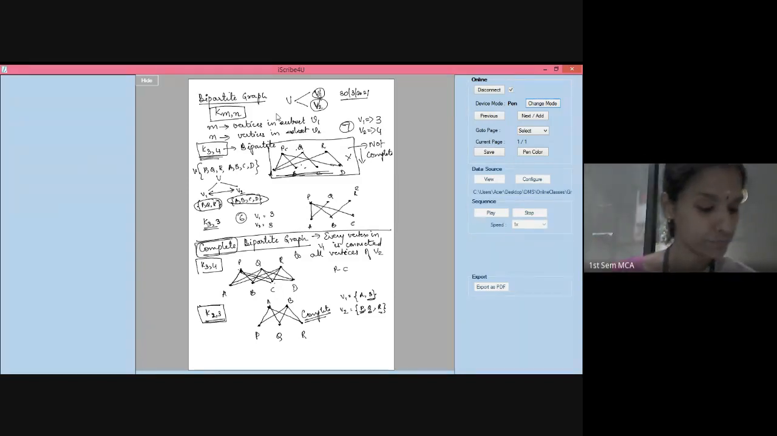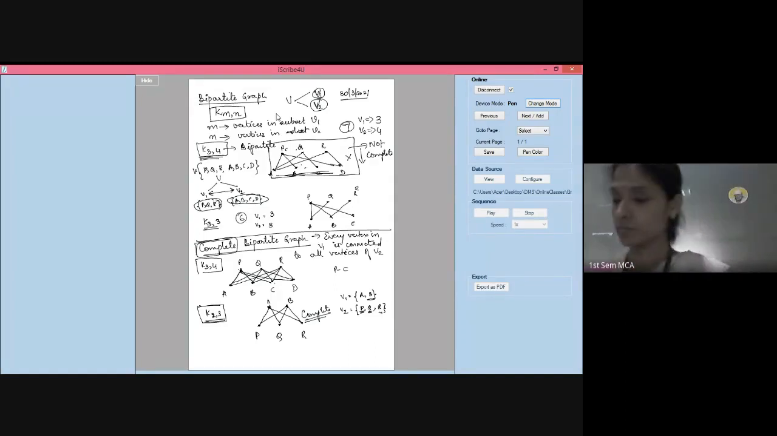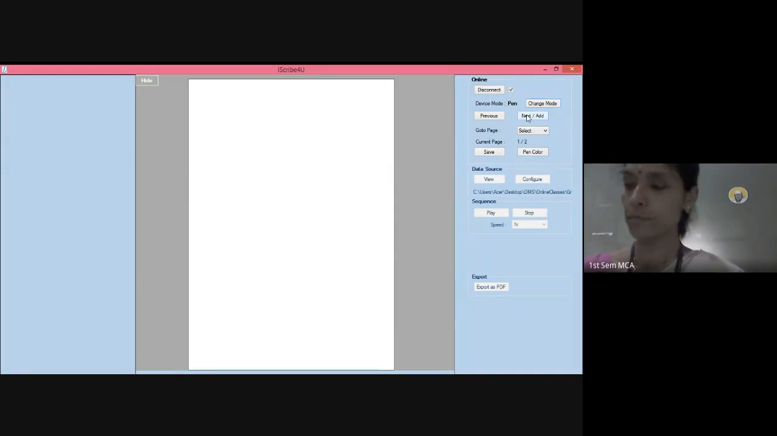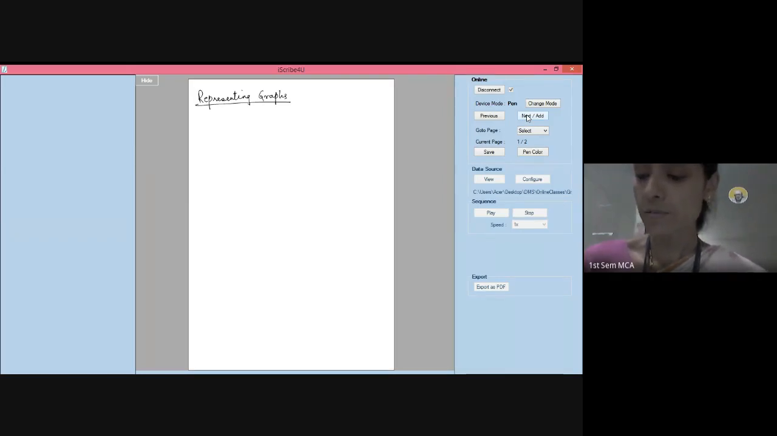Let's move on to the next one. The next important concept that we are going to learn is how we represent graphs. Representing graphs. Now, this is again a very important concept. You should know how you can represent a graph. There are three different ways to represent a graph.